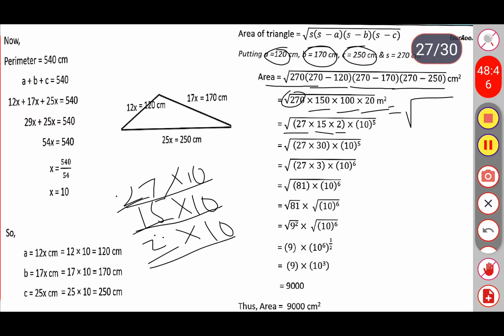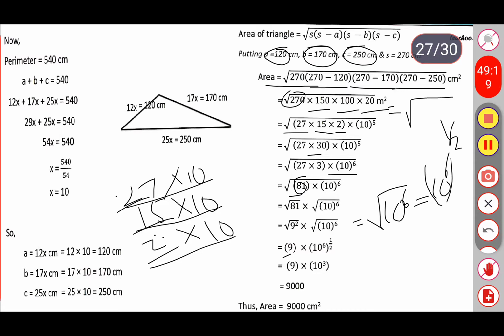Again, 15 2s are 30, and that 30 can also be written as 10 into 3. So 10 into 3 means we will get one more 10. Now it becomes 10 raised to 6. 27 into 3 is 81, and the remaining is 10 raised to 6. So 81 is itself a perfect square number. The square root of 81 is 9, and the square root of 10 raised to 6 can be written as 10 raised to 6 whole raised to 1 by 2.